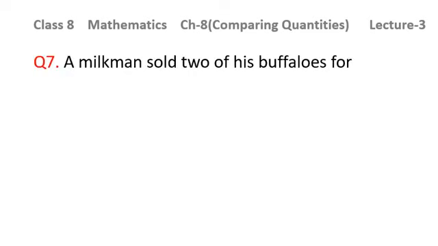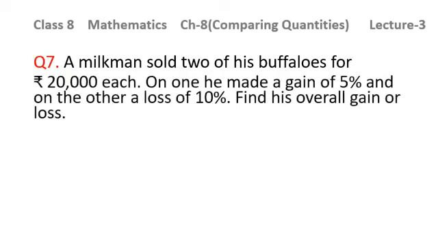Coming to the next question, a milkman sold 2 of his buffaloes for rupees 20,000 each. So here SP is given to us now. In the previous case CP was given, here SP is given to us. On one he made a gain of 5% and on the other a loss of 10%. Find his overall gain or loss.